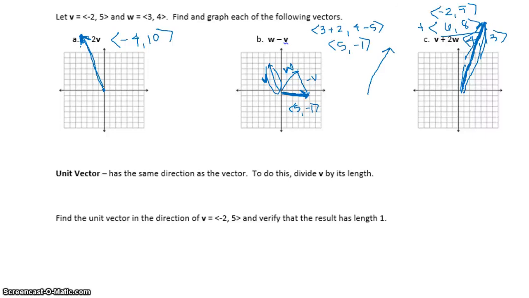We're going to stop there for today, and we'll pick up with the unit vector and everything tomorrow.